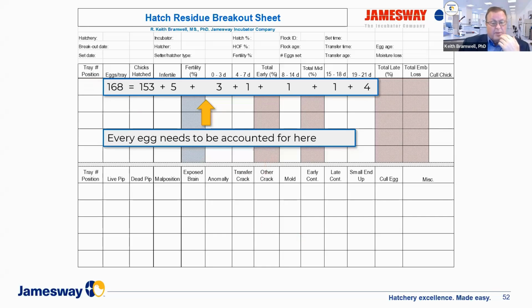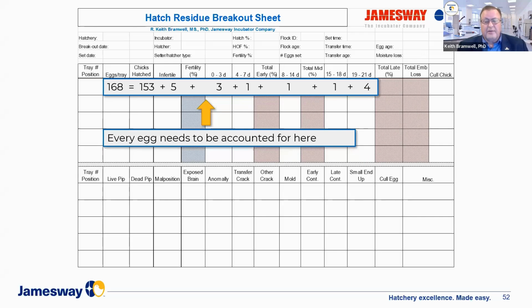And I've talked with people before, and they've said, well, I think our system, if we count it as a live pip or a dead pip, automatically moves it up there. Sometimes it does, sometimes it doesn't. They don't know. But that really can skew your data. We dealt with a customer for a while that had 0.75% to 1% lost. They couldn't figure out why we set these eggs and we always have this loss. And they were doing some of this. They were counting eggs, saying, oh, we had an exposed brain, that's why it died, but it still died. So every egg needs to be accounted for.